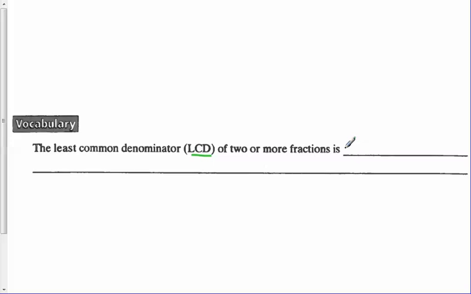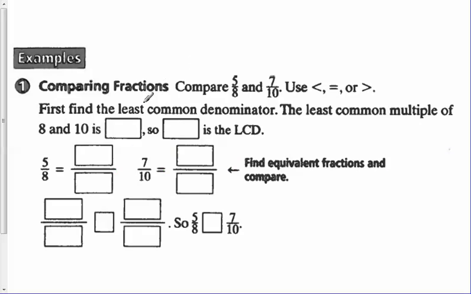is the least common multiple, LCM, of their denominators. So let's take a look at an example. Comparing 5/8 and 7/10. Those do not have common denominators, so we must find the least common denominator.